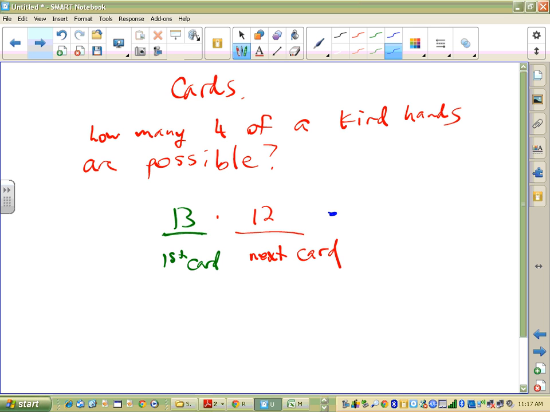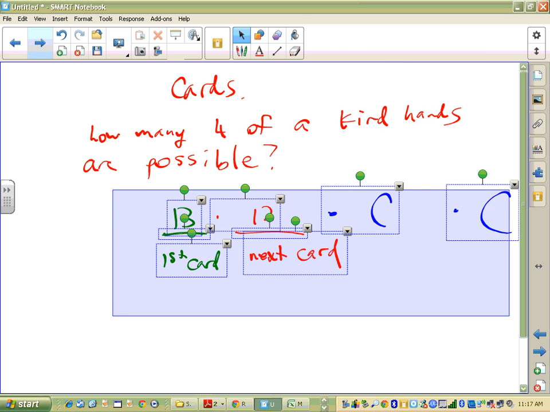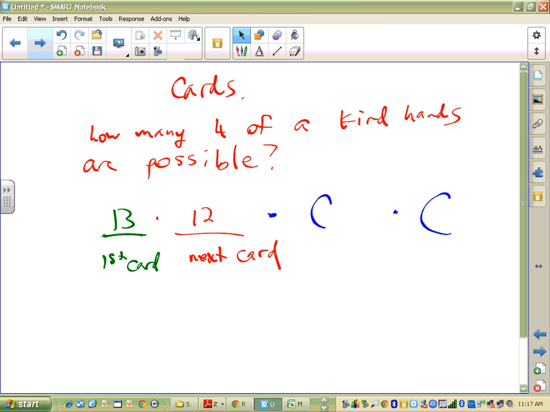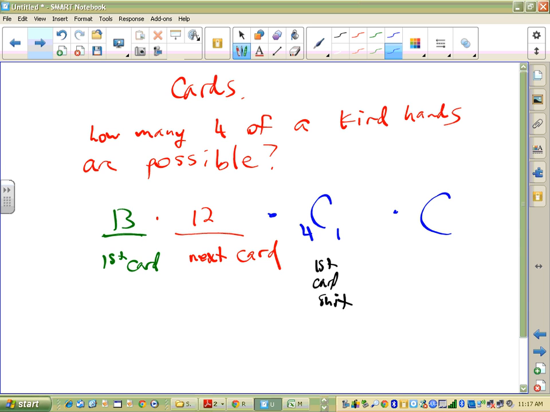So I got to multiply this by some kind of combination and by another kind of combination. The one combination I got to multiply this by is there's 4 suits to choose from. So on this first card, suit, okay, there's 4 different suits, and I'm choosing how many cards? I'm choosing 1, so it's 4, choose 1.